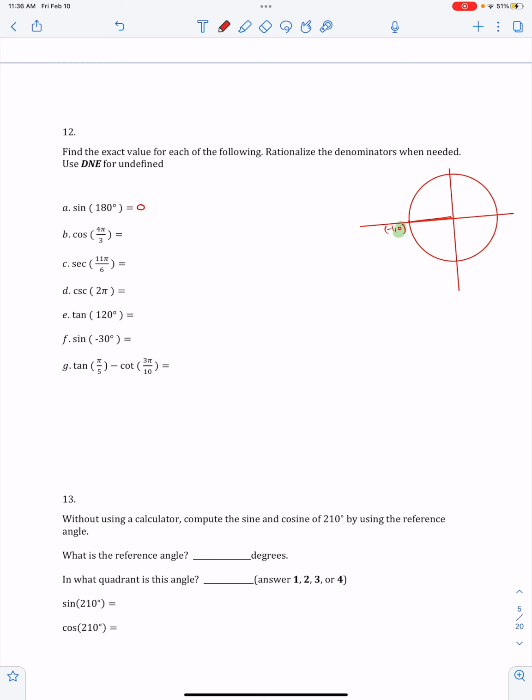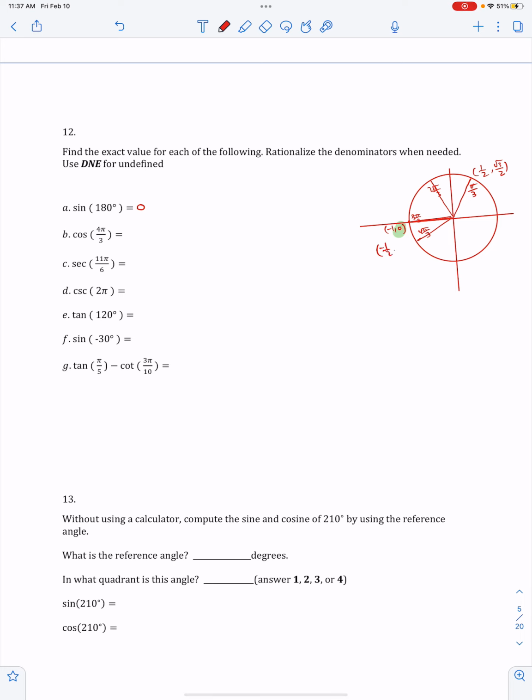Cosine 4 pi over 3. We know pi over 3 is right here, so this is pi over 3. 2 pi over 3 is right here, and then 3 pi over 3 is exactly 180. It's pi, so this is 3 pi over 3, and then 4 pi over 3 is here. This point, if you recall, is 1/2 and square root of 3 over 2. So in the third quadrant, both are going to be negative.